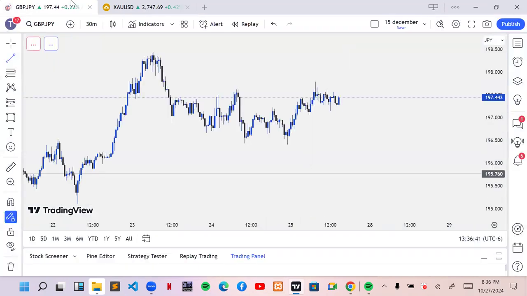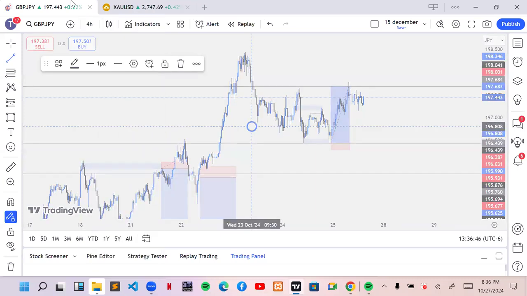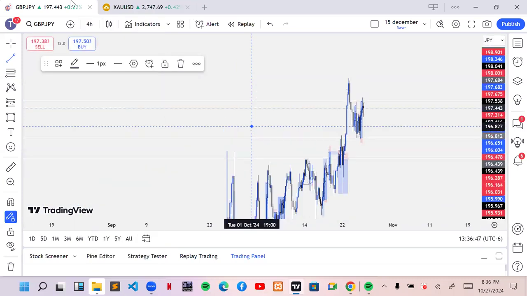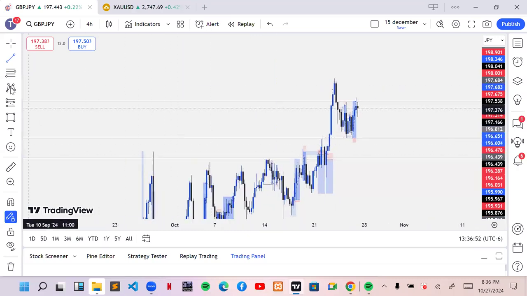It's on the 4 hours time frame on GPY. Yeah, when price was still here, so this was the long wick.